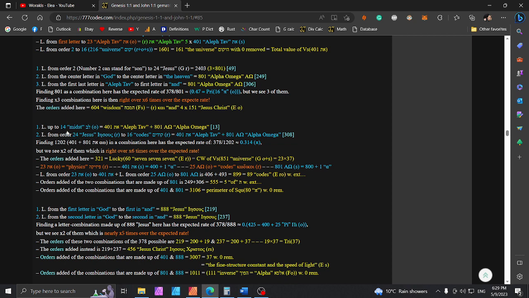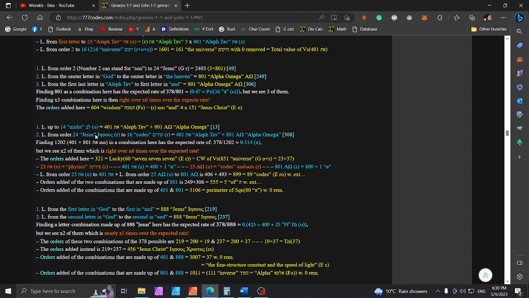We find 2 letter combinations in the first verse made up of Aleph and Tav plus alpha omega. One of these combinations is all letters up to the letter ordered at 14. And the second and last combination is all letters from Jesus in Greek reduced to codes in Hebrew reduced. So you get Jesus codes.